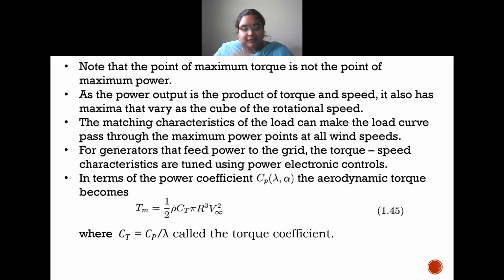So this matching is achieved by the power electronic controls. As I've said, power electronic controls are the electronic equipment which work at very high ranges.